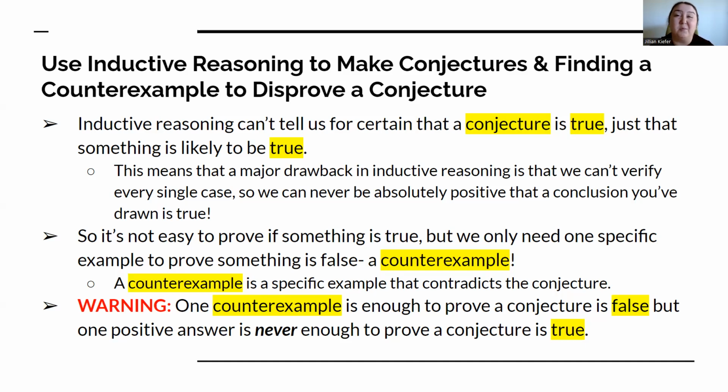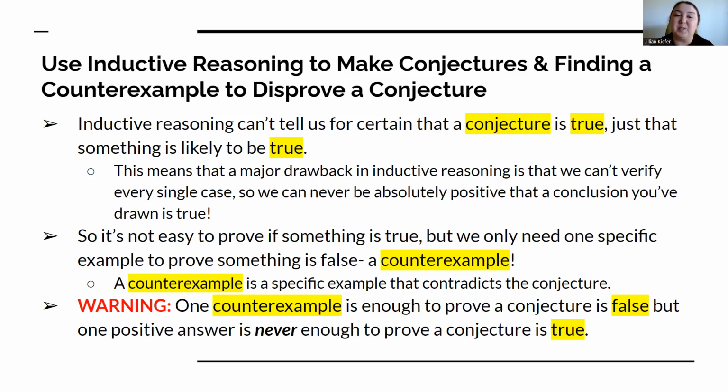So this means that a really major drawback for inductive reasoning is that you really can't verify every single case. And you're never absolutely positive that a conclusion that you've drawn is true. You just know it's likely to be true based on previous experiences. So that's a very big drawback of inductive reasoning. It's great, it's useful, it's just not always going to be that accurate. So it's not easy to prove something is actually true, but it's actually very easy to prove that something is false.